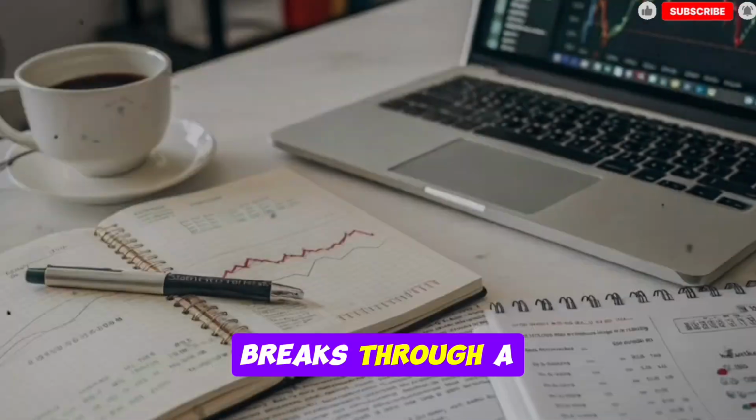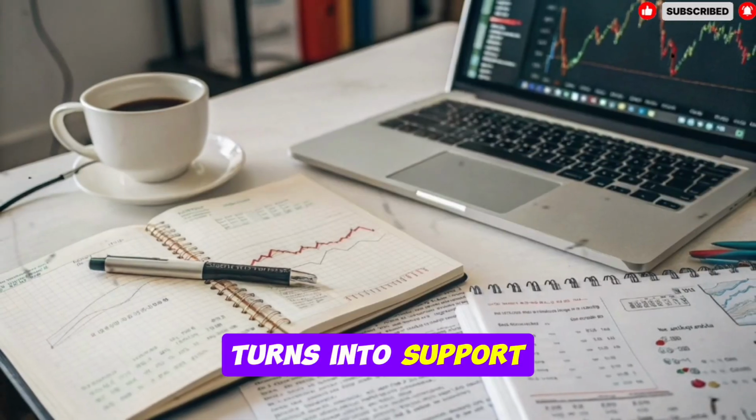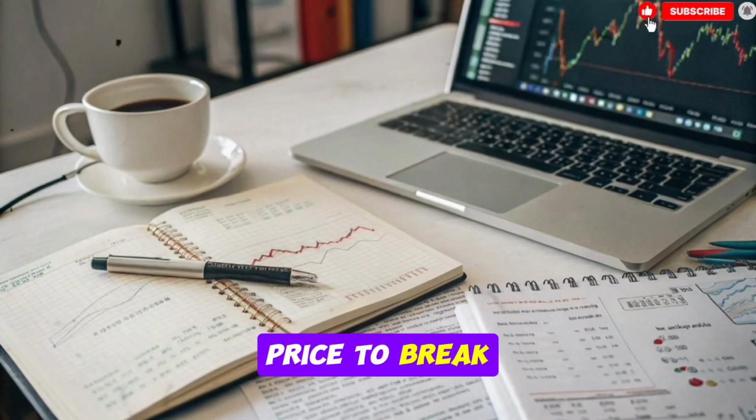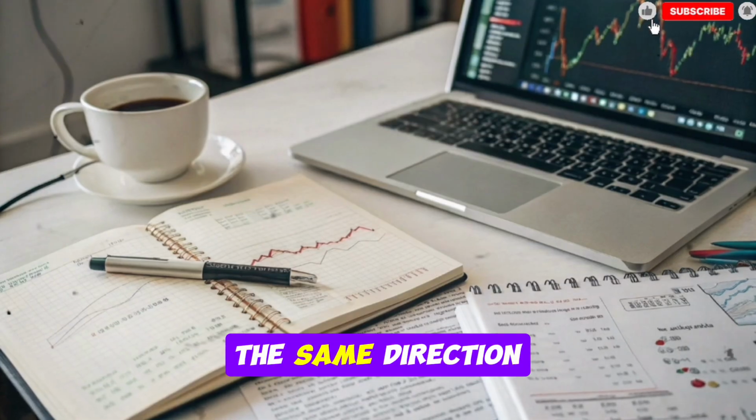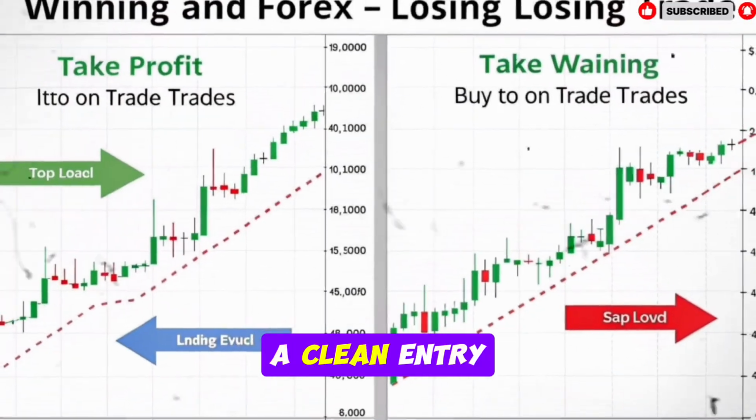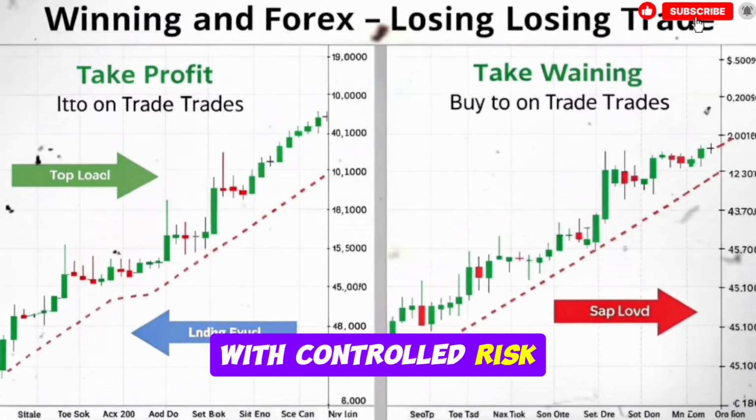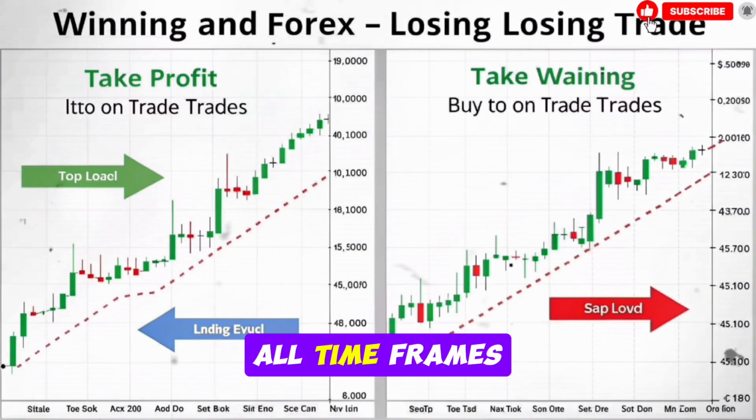When price breaks through a key resistance level, that resistance often turns into support. Traders wait for price to break above a level, come back to retest it, and then continue in the same direction. This confirms market strength and gives traders a clean entry with controlled risk. Both of these strategies work across all markets and all time frames.